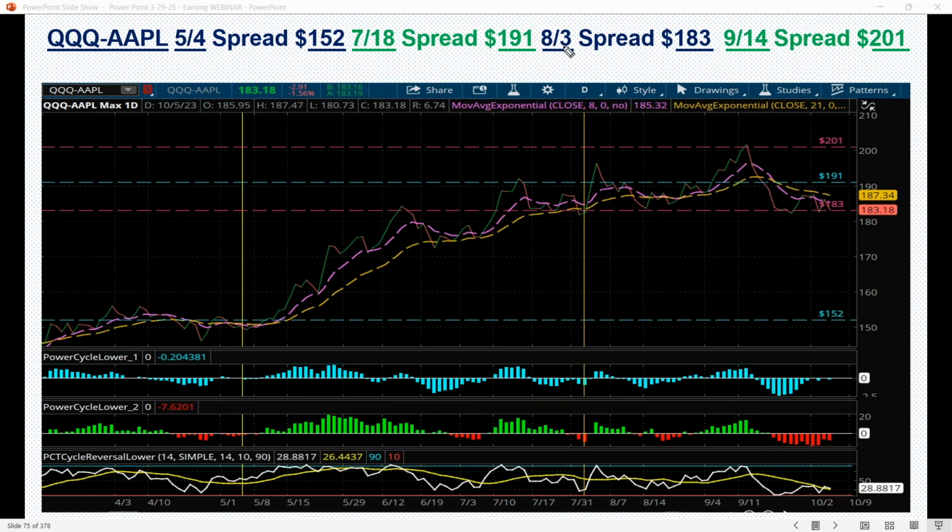Okay, so here's another example. So here it is on the 3rd, and it's trading at 183 right here. And then on the 14th, it's trading at 201 right there. Okay, so here's the pair trade.